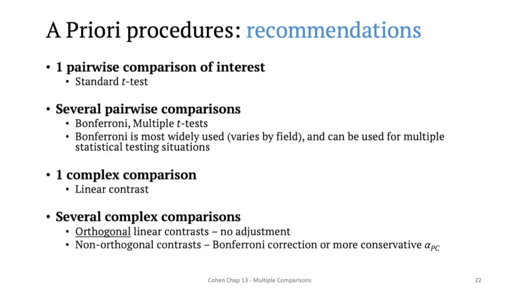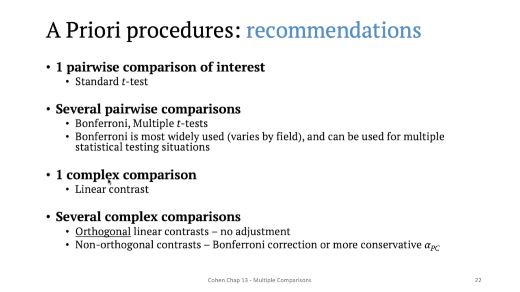I want to just make some recommendations about what to do and when. If you have one pairwise comparison of interest, just do a t-test. You do not need to make your life harder than it already is. If you have several pairwise comparisons, then you might want to use a Bonferroni version, where you're adjusting for the multiple t-tests. Bonferroni is the most widely used, but there are other alternatives that we're going to talk about a little bit that are similar.